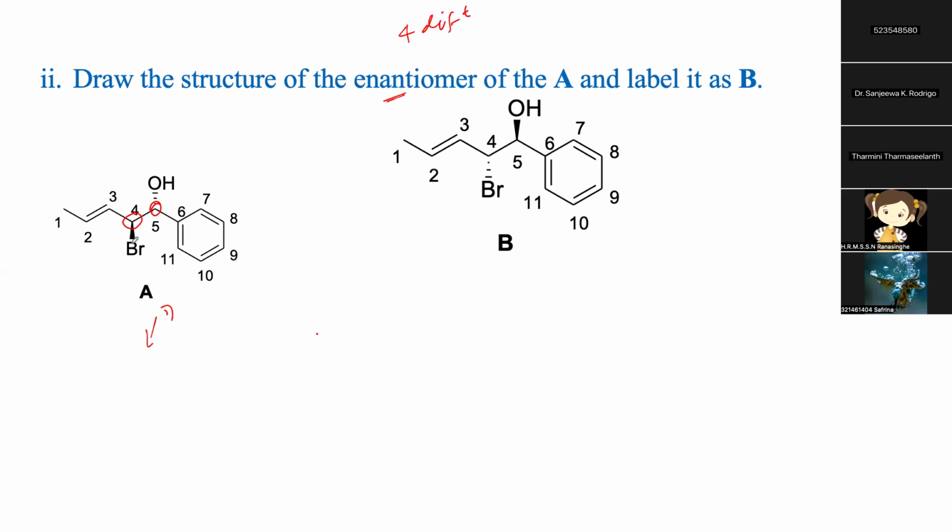So the bromine in A is coming towards you, and you draw it in B, the enantiomer or the mirror image, so that it is going away from you. In A, OH is going away from you, and then in the enantiomer it should be the other way around, or inverted. It should be drawn coming towards you. So this is the answer, and that's the compound B, or the enantiomer of A.